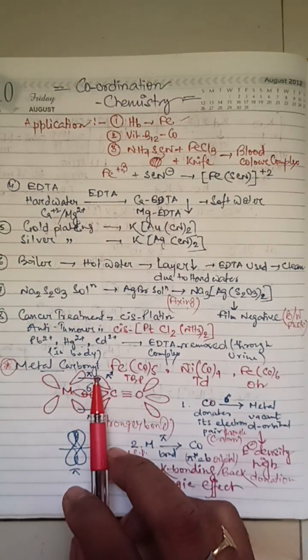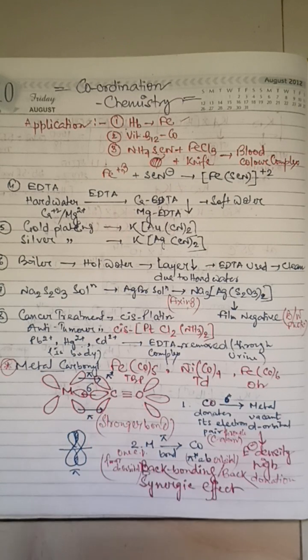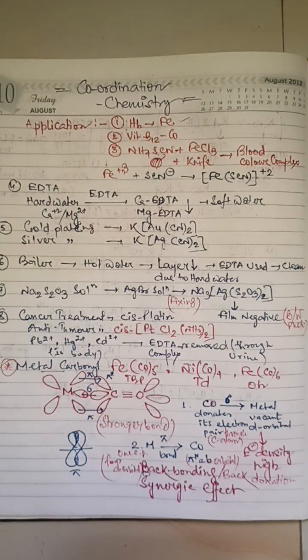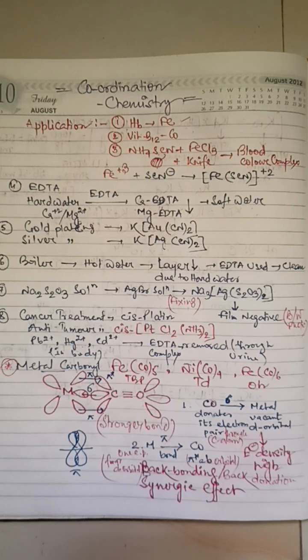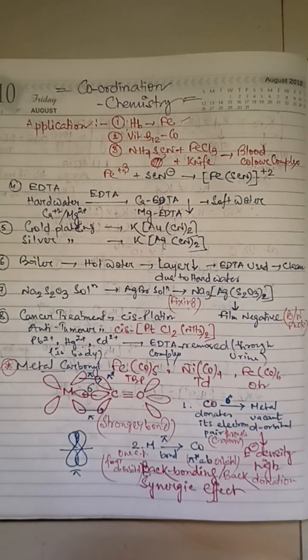Very, very important. Why? Metals form carbonyl compounds. Here carbonyl is used as a ligand, that is, carbon monoxide is used as a ligand. A particular type of bond happens here. Now, iron forms bonds with carbon monoxide. Two types of bond are there. One is sigma and two is pi.